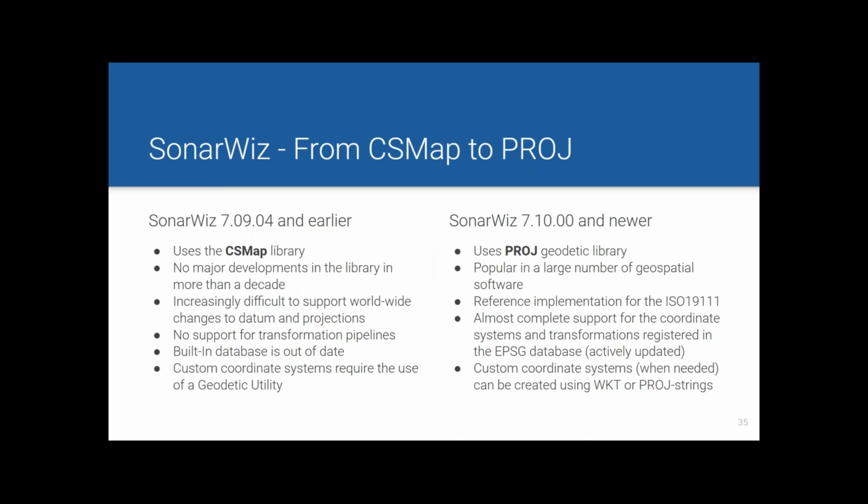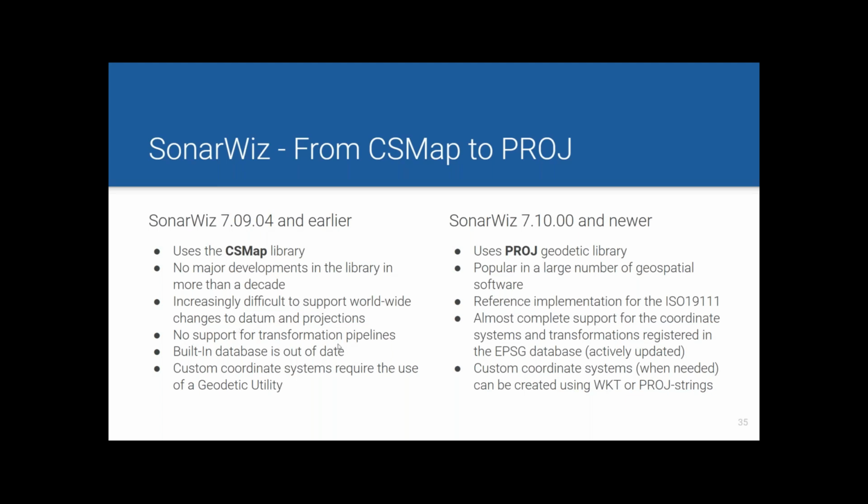So now let me say a few words about why we updated our system. SonarWiz 7.9 and earlier uses the CS-map library as its coordinate system engine. It's been using that engine for almost 25 years. And what we had noticed is that there hadn't been any major developments in the library in more than a decade, and it was becoming increasingly difficult for our small team to support the worldwide changes that are going on to datums and projections all the time. Constantly, countries are updating their coordinate systems, their reference frames, they're improving their ability to measure. Now that we have worldwide ITRF systems, they want to be a part of that. And it was just a huge amount of work for us to try to keep up with all of that.